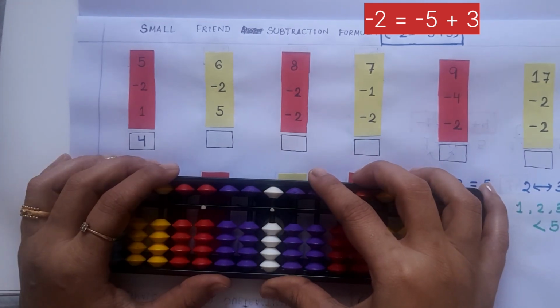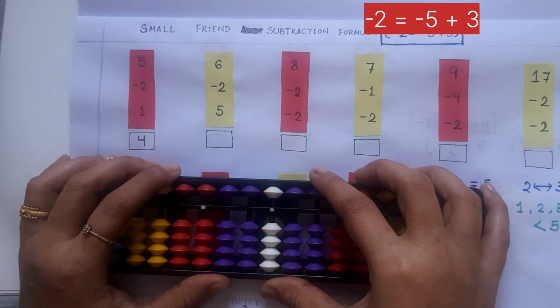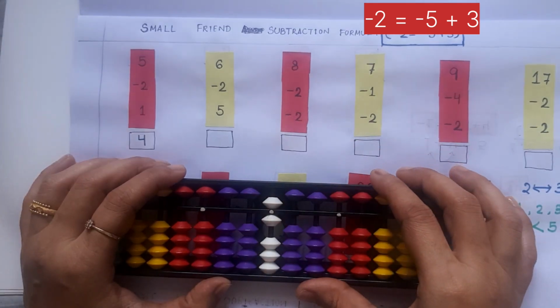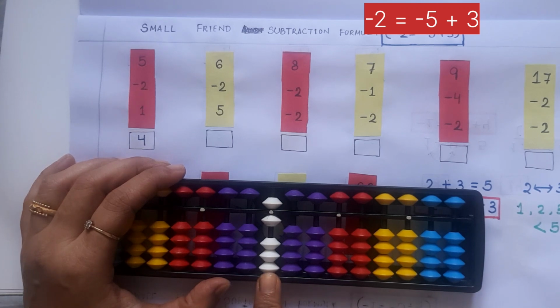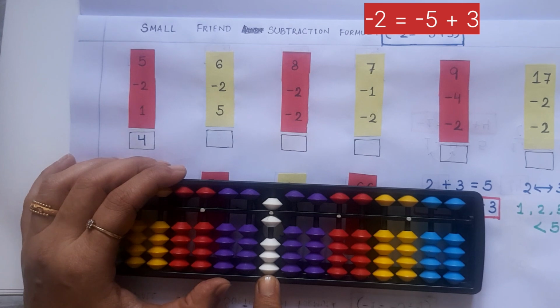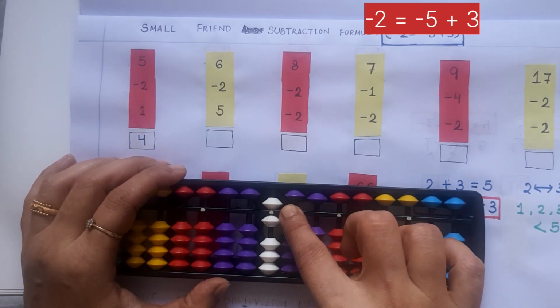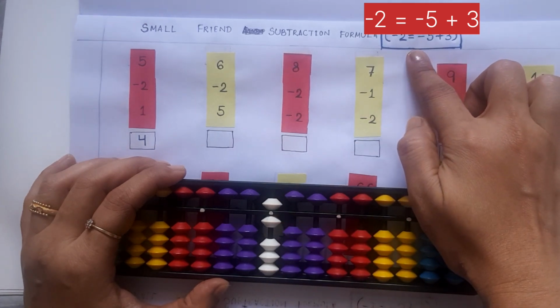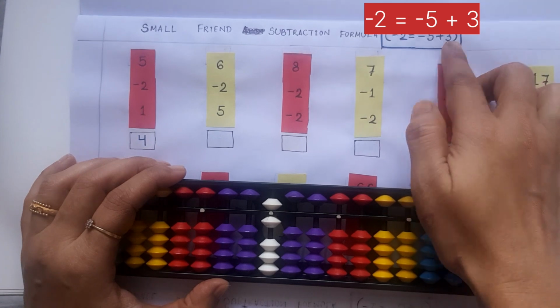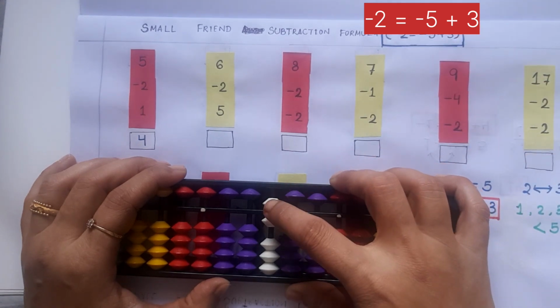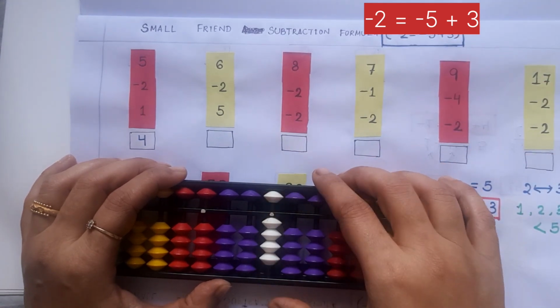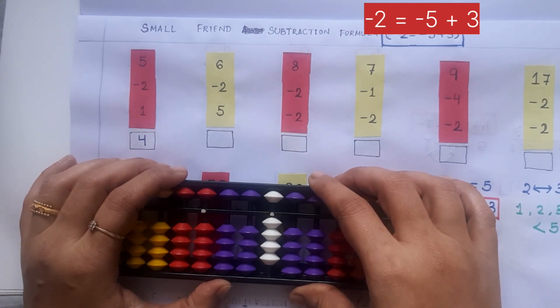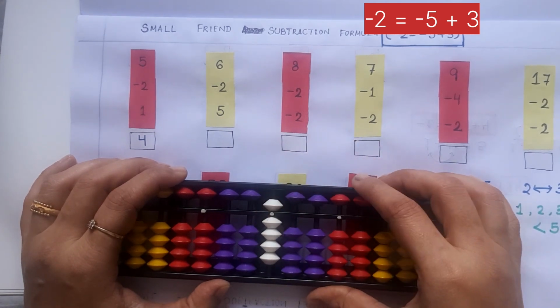Let's move to the next question, that is 6 minus 2 plus 5. 6 minus 2. We cannot subtract 2 directly here. Why? We don't have enough bits available at the lower deck, but we have the upper bits available with us. So we can apply this formula, that is minus 5 plus 3. So minus 2 is minus 5 plus 3. Then add 5. Our answer is 9.